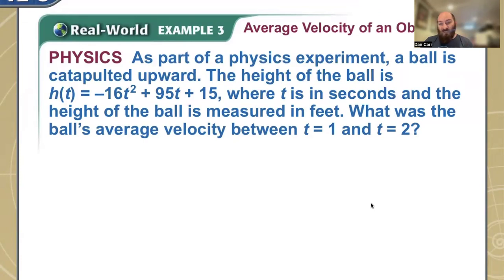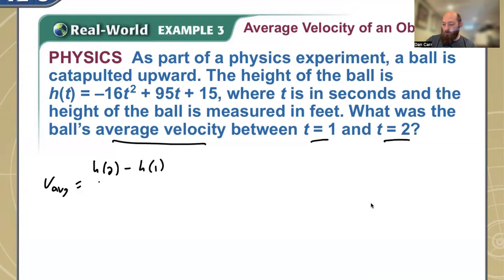As part of a physics experiment, a ball is catapulted upward. The height of the ball is h of t equals -16t squared plus 95t plus 15, where t is in seconds and the height of the ball is measured in feet. What was the ball's average velocity between t equals 1 and t equals 2? So the idea here is that average velocity, v average, is equal to h of 2 minus h of 1 over 2 minus 1.